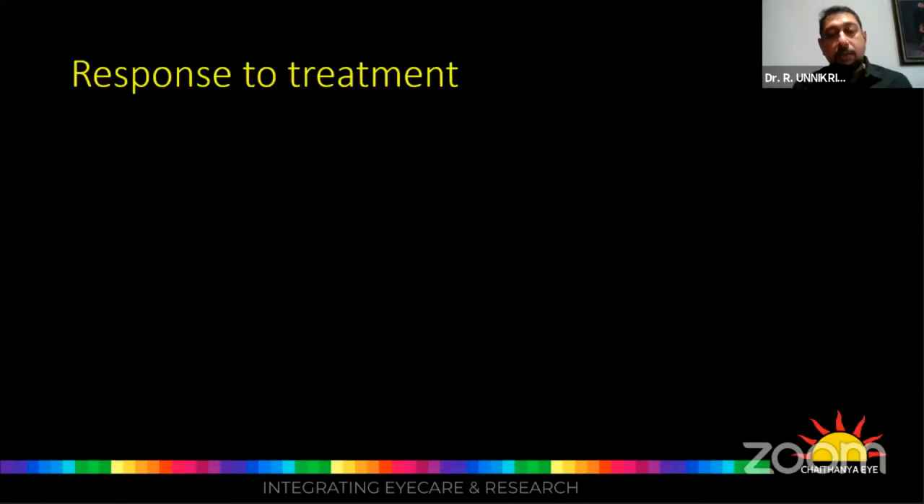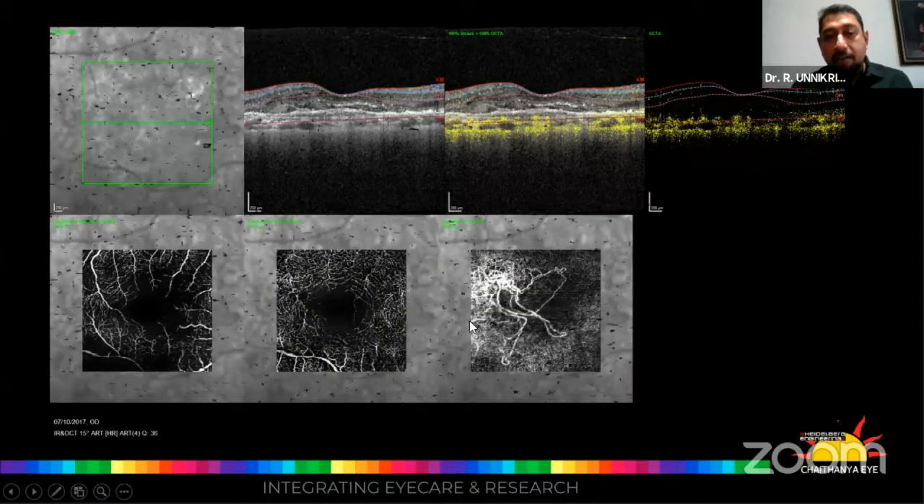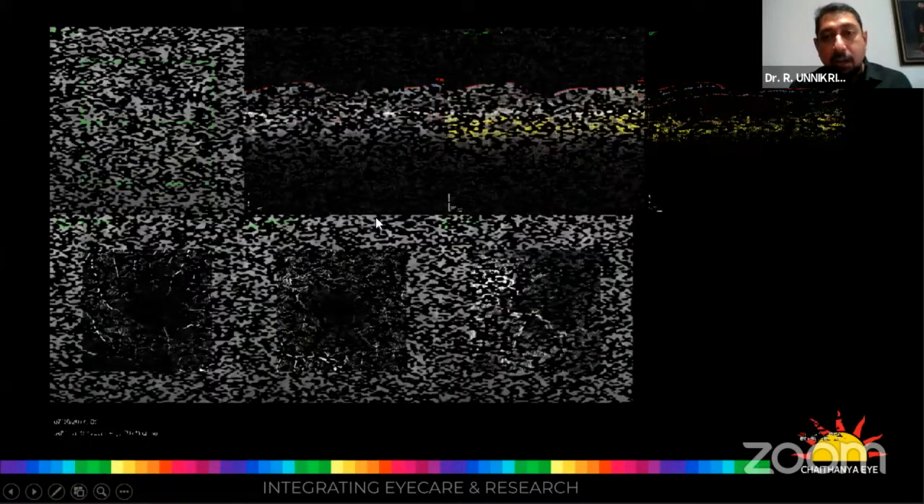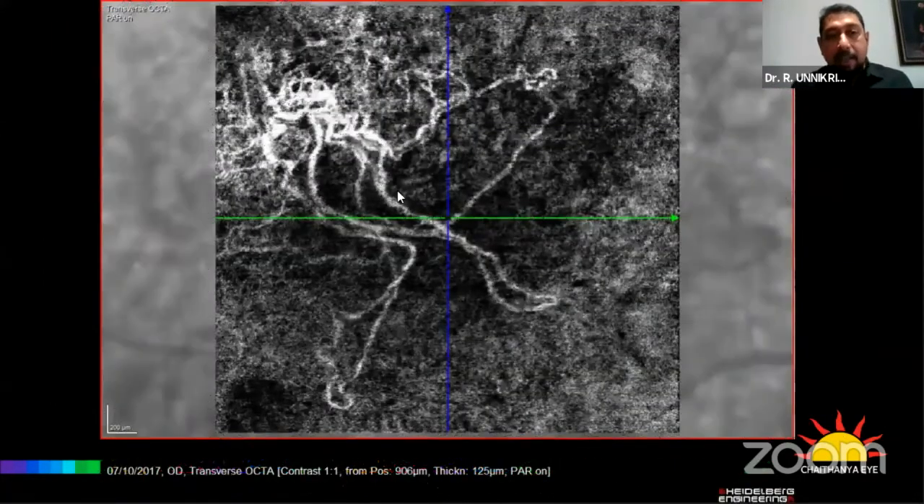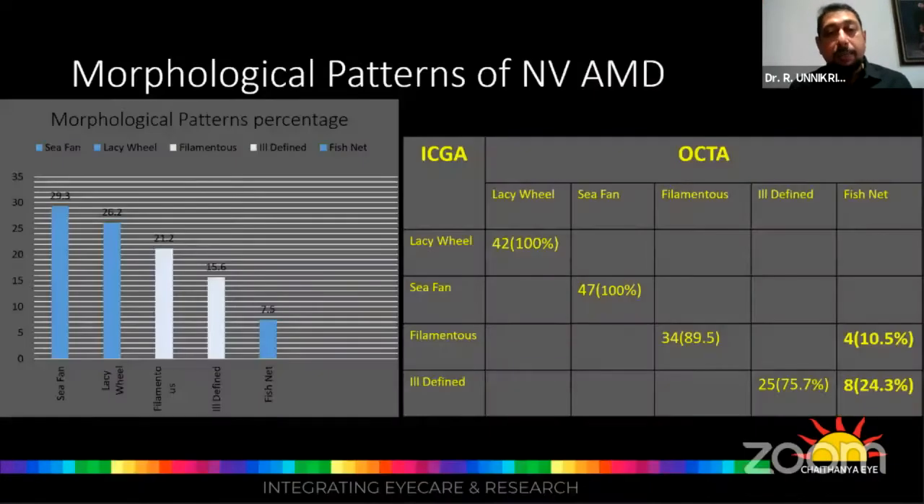Response to treatment. Here you see a picture of a large filamentous area with anastomotic channels. After treatment, the small anastomotic channels have disappeared and only the large filamentous areas remain. Then after some time, you see regrowth. This is what you mean by regrowth. Before the patient has additional fluid, you see that the CNVM is growing back again. These features you cannot see in a dye-based angiography.